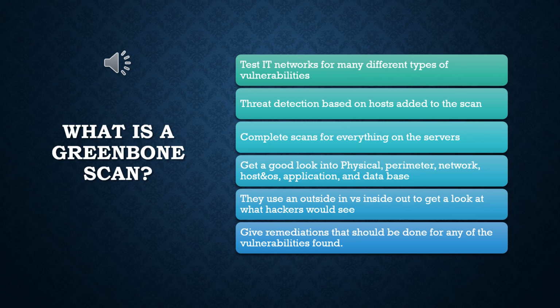For the Greenbone scan, they take a different view for the scan than other people. They use an outside in versus an inside out. This is so they get a look at how hackers would basically see the system, and this way they get a better understanding of the system. Also with the Greenbone scan, which is pretty unique and helpful, they give remediations that can be done for the vulnerabilities that are found on the system. And with those vulnerabilities, you can take that back and fix those vulnerabilities.